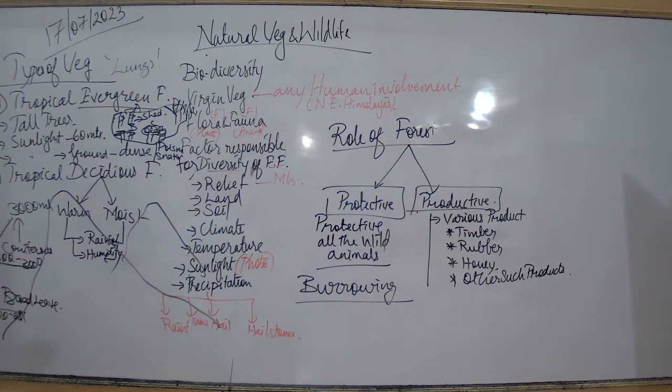In Africa we have lions but no tigers. In Russia they have only tigers, the Siberian tiger, and no lions. But India has both tigers and lions, and both are in minimum numbers. Correct?